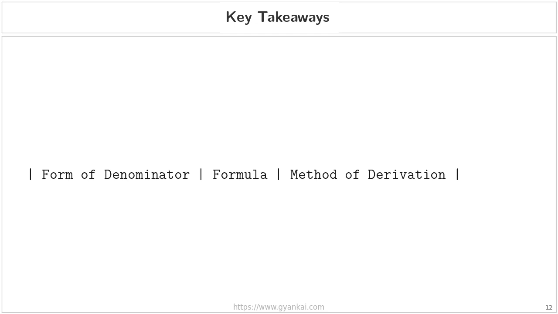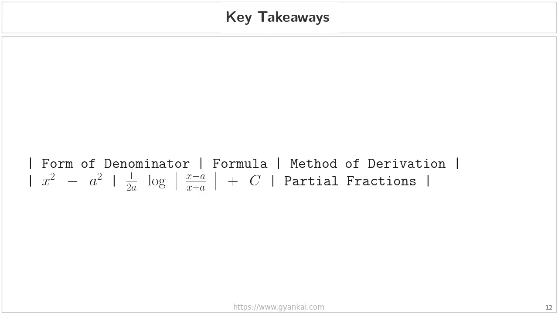Let's go through them one by one. For a denominator of x squared minus a squared, the integral evaluates to 1 over 2a, multiplied by the natural logarithm of the absolute value of x minus a divided by x plus a, plus the constant of integration. Remember, we arrived at this formula using the method of partial fractions, as we saw in slides 2 through 5.